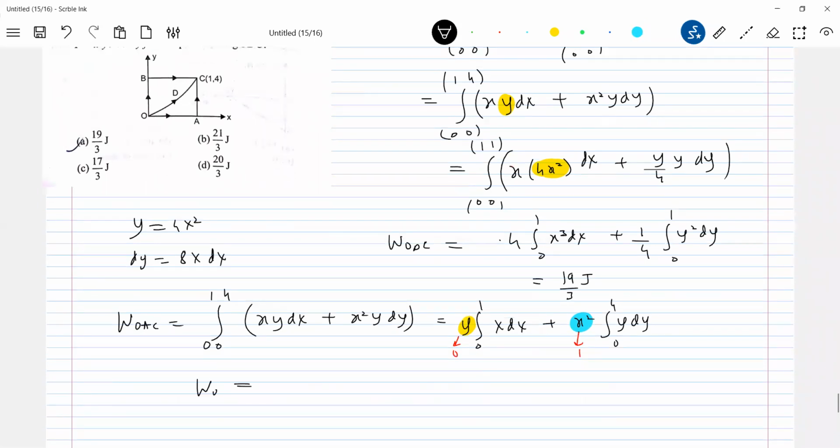So this should be equal to WOAC. In place of y, it is 0. Integral of x dx from 0 to 1. This will be 1 square times y dy from 0 to 4. 0 plus this will be y square by 2. So this will be 4 square, 16 by 2, 8 joule. Look, the work done values are different, no? So therefore, is it conservative or non-conservative? Non-conservative in nature.